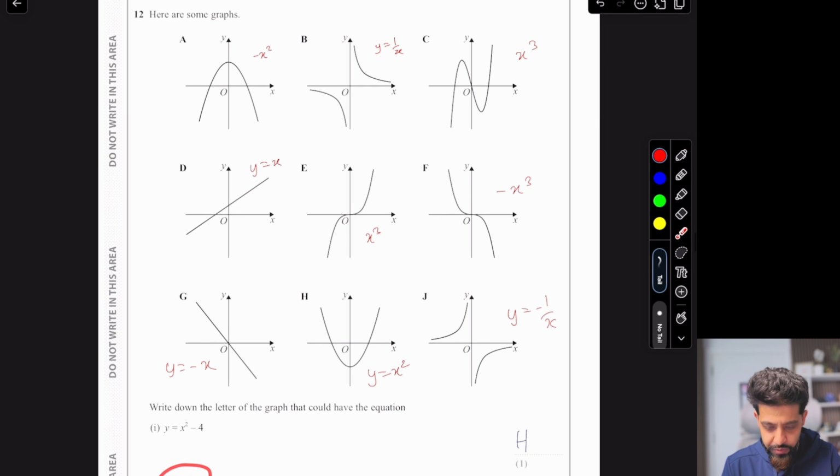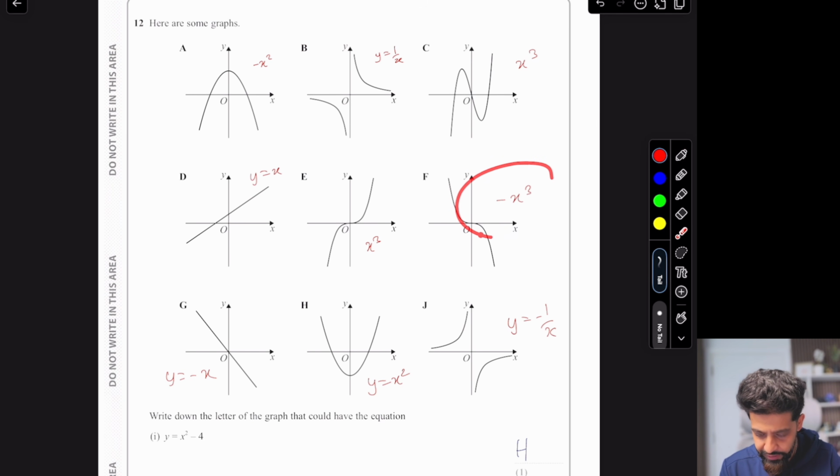Next, minus x cubed. Which one is minus x cubed? I think we've highlighted that. Here we go. We don't even need to do any more. There's no more minus x cubed at all. All right, that's f.